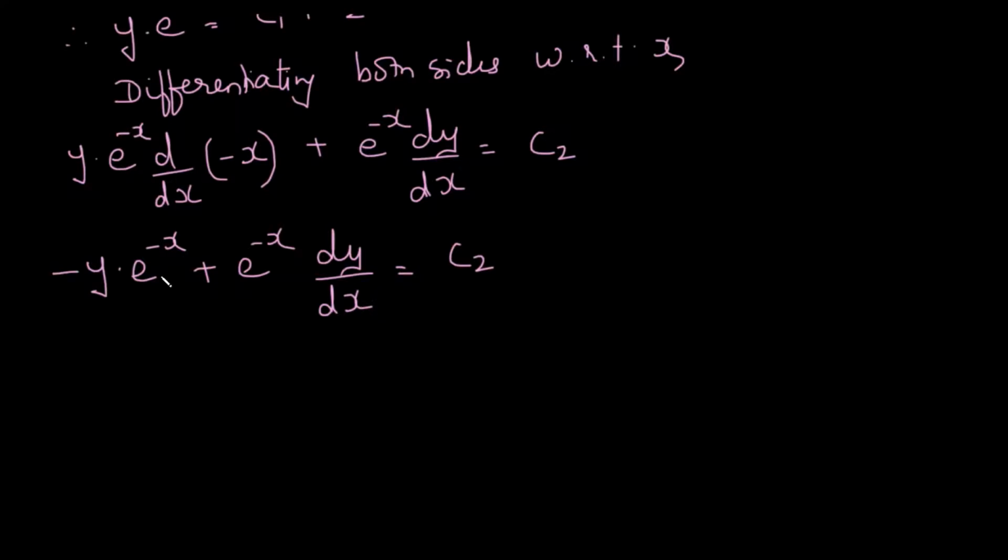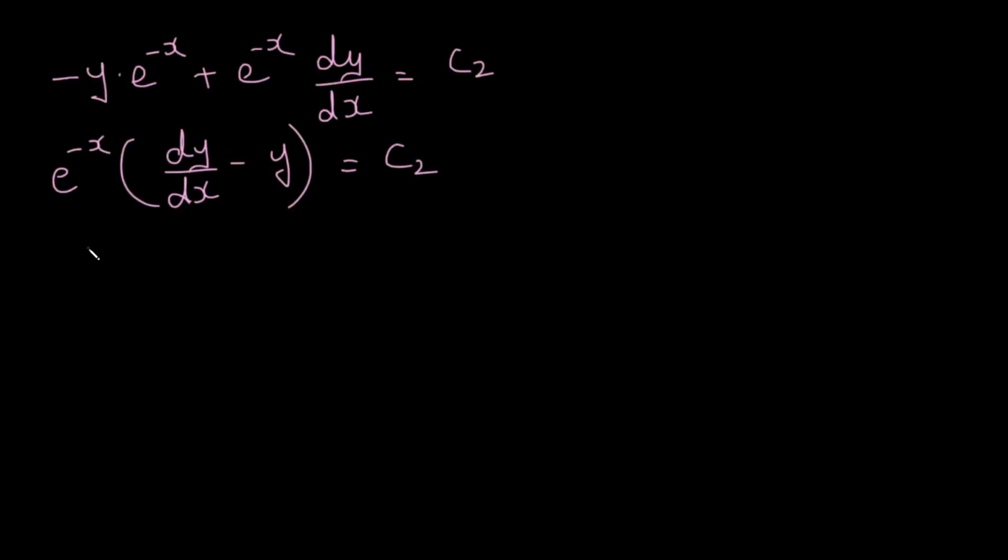Now let us take e raised to minus x common here before differentiating once again to eliminate C2. Let us take e raised to minus x common. So we get e raised to minus x into dy by dx minus y. Only thing is minus y is written over here as the second term. dy by dx becomes the first term, being positive in sign. Then now we are in a position to differentiate once again. So differentiating both sides with respect to x again.